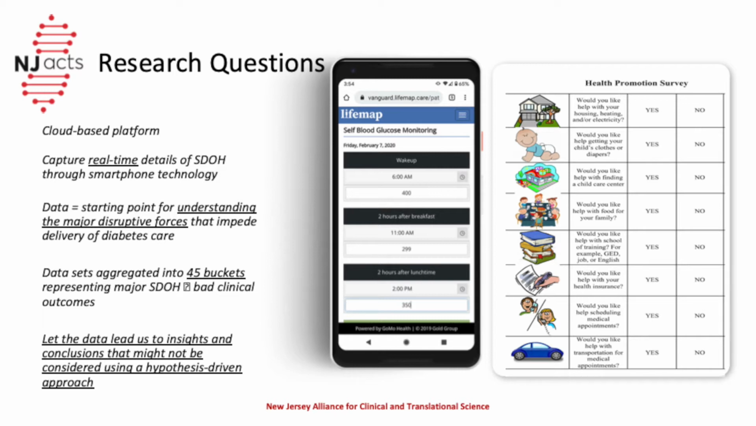When we're looking at these social determinants of health, we're starting with 45 buckets because there are so many issues and so many questions that come up that could be impeding care. Using that data, we can look at what is happening and what the barriers to care are. On the right, you'll notice a health promotion survey. I work at Eric Chandler Health Center in New Brunswick, and this was a very initial screen that we used in creating this health promotion survey, or screening for social determinants of health.